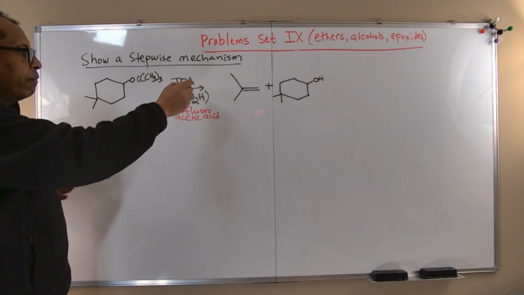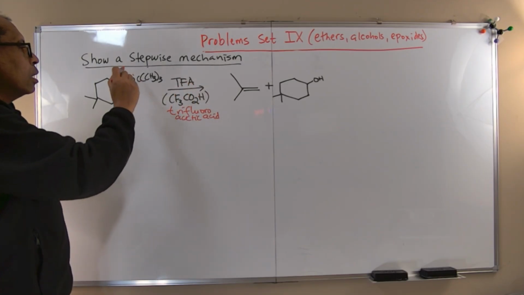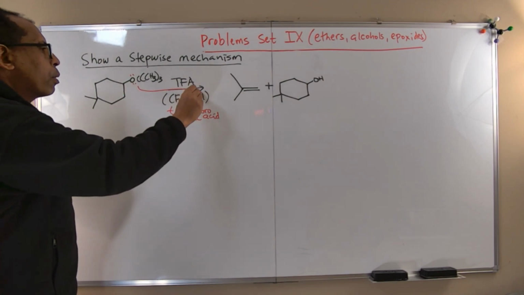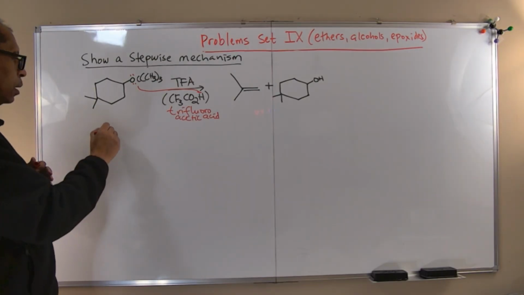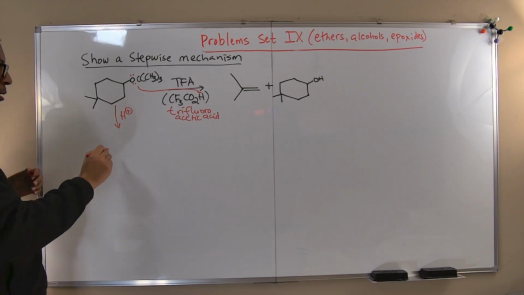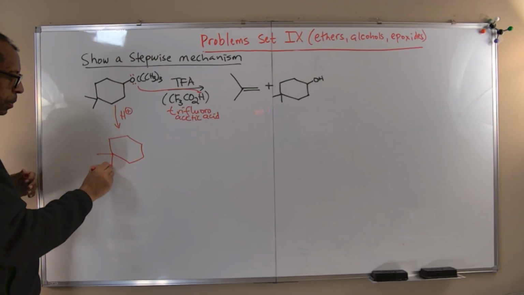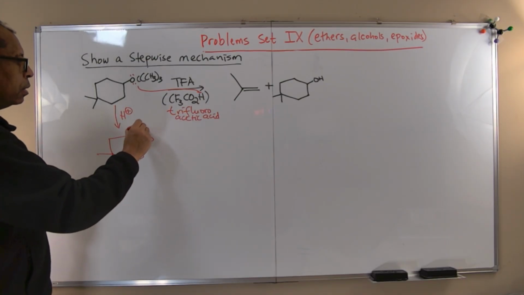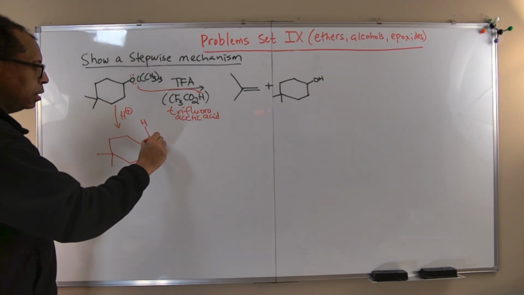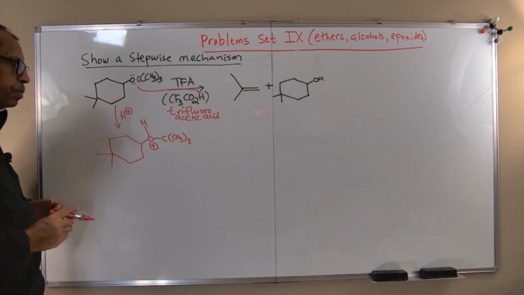As I said, trifluoroacetic acid has an acid group, and the ether, as it always does, gets protonated. So the mechanism begins with protonation by a strong acid. You will convert that into this group, where the ether oxygen gets protonated, and you have this group right there.